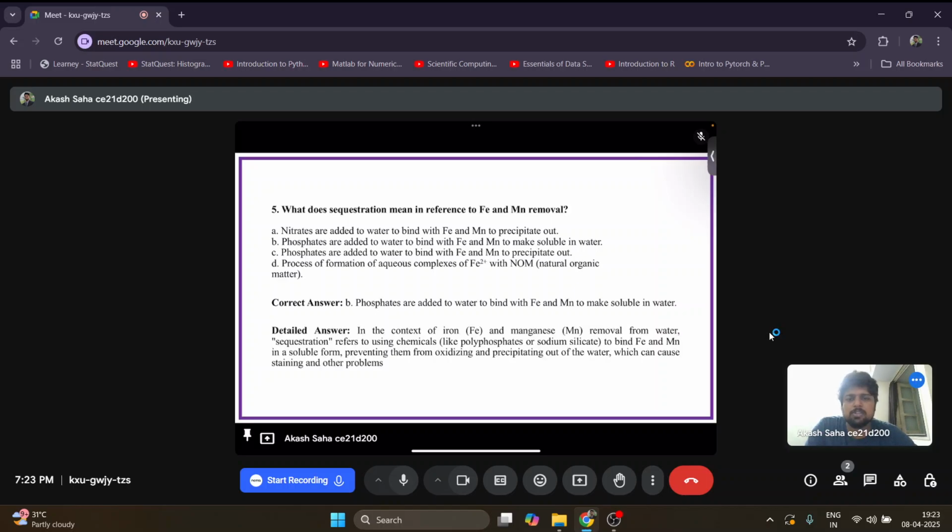So why is it done? In the context of iron and manganese removal from water, sequestration refers to the use of chemicals. Generally we will add polyphosphates or sodium silicate to bind the ferrous and manganese in soluble form, so that we prevent them from oxidizing, or we prevent them from precipitating. So both things are prevented, which can cause staining and other problems. We don't want them to get oxidized in the soluble form, or to precipitate.